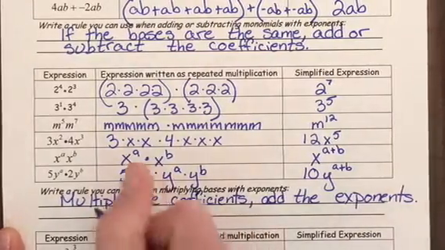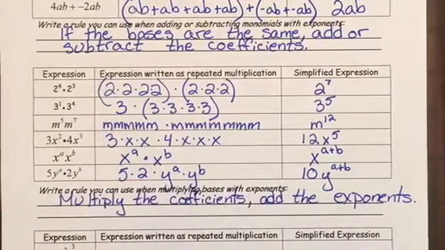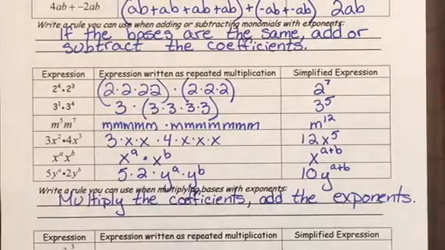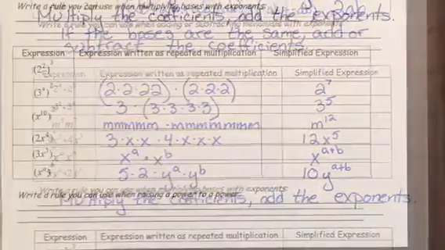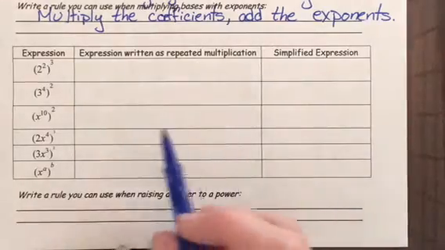And this only works if the base is the same. We're only adding the exponents if the base is both x or both y. All right, so now we know how to add expressions with exponents. We know how to multiply expressions with exponents. We're going to go one step further, and we're going to raise an exponent to another exponent. And this looks really complicated, but if we break it down, it's very manageable.